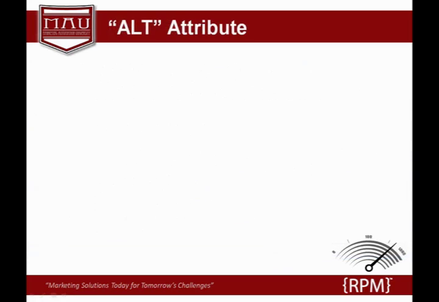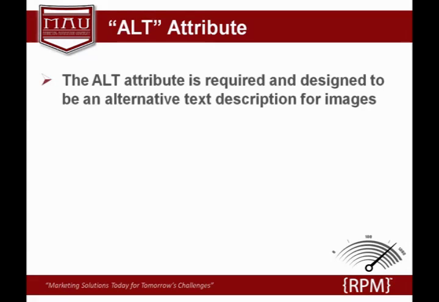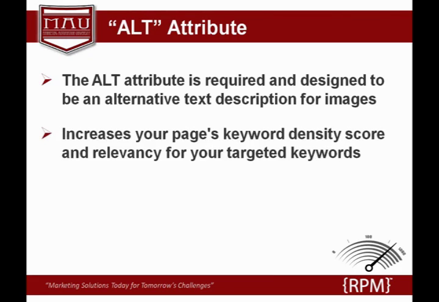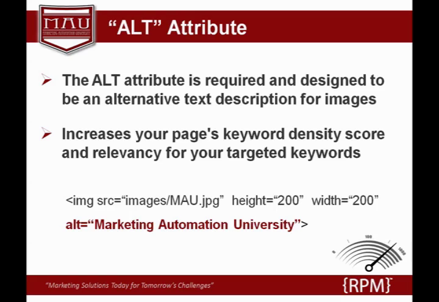Now let's talk about the alt attribute. The alt attribute is the text alternative to your images, and search engines view that as text content on your website. Your alt attribute also increases your keyword density score and relevancy for your targeted keyword list. Here you'll see your alt tag in action.